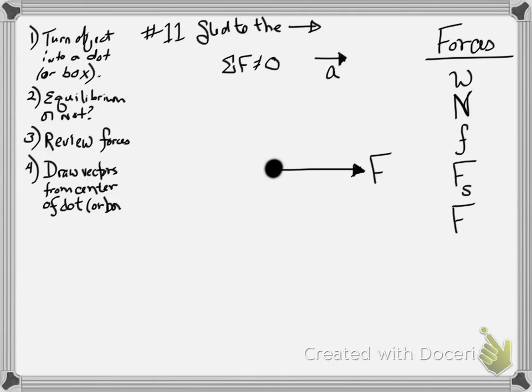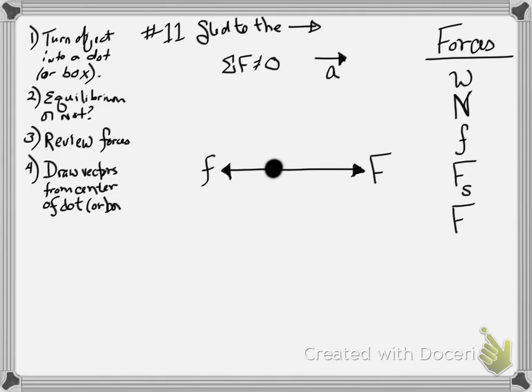it's on snow. It doesn't say, if I recall correctly, to disregard friction, so therefore there must be friction, but that friction cannot be the same as the force because it's accelerating, so our friction has to be less than the applied force to the right.